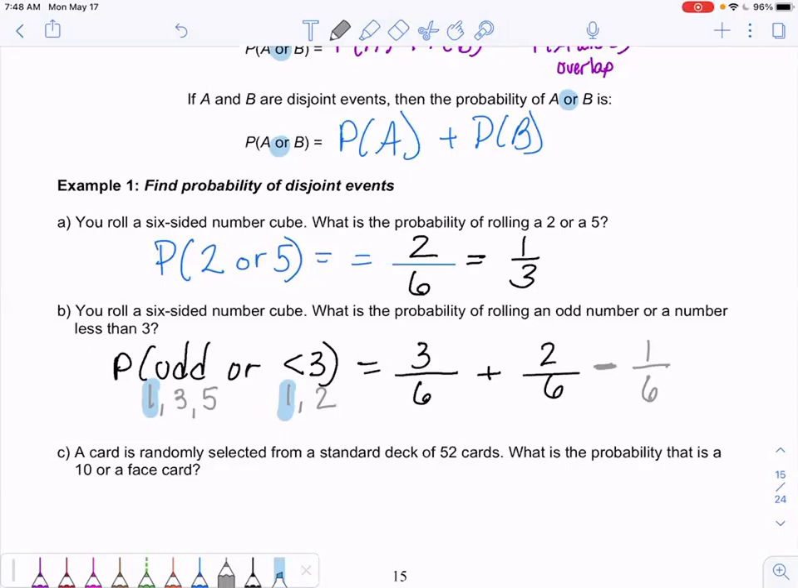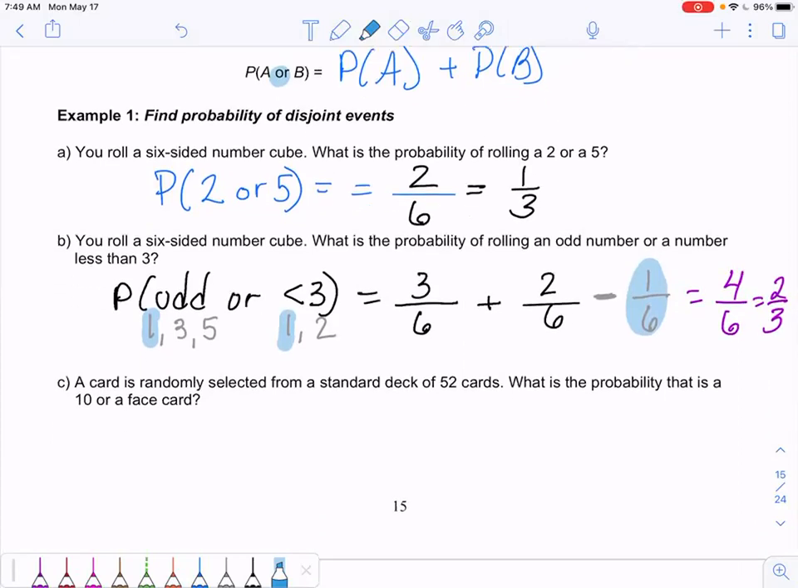So 3 odds, 2 numbers less than 3, but the number 1 was counted in both of those. That's the overlap. So Jaden, if you take 3 out of 6 plus 2 out of 6, subtract 1 out of 6, you end up with 4 out of 6, which would be 2/3. So this here is the overlap of the events. Questions?